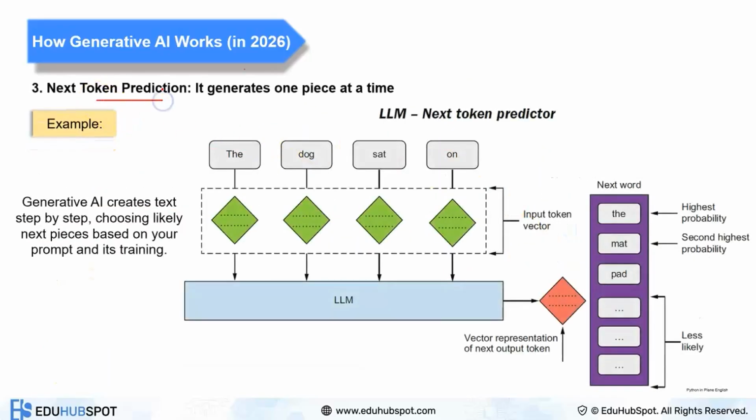Next, token prediction. This is what happens inside a neural network, where it generates one piece at a time. Let's see what a token is. Take this sentence: here the tokens are like "how generative AI works." These are the tokens which are going to be understood by a generative model, breaking it down. Generative AI creates the text step by step, choosing the likely next piece based on your prompt or its training.